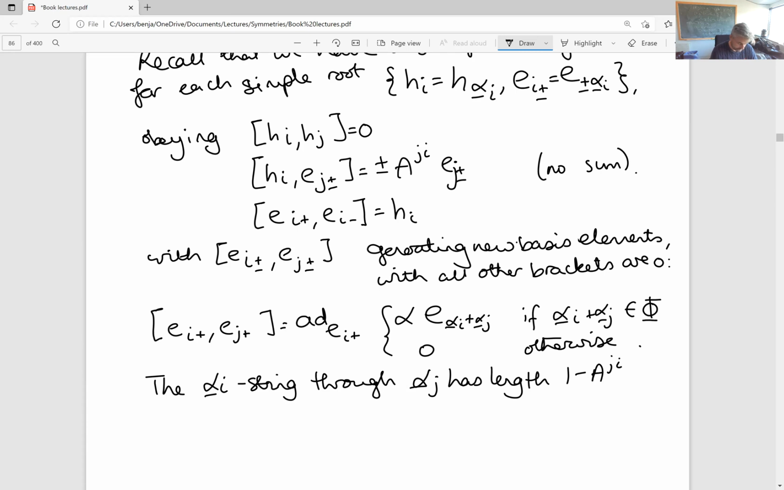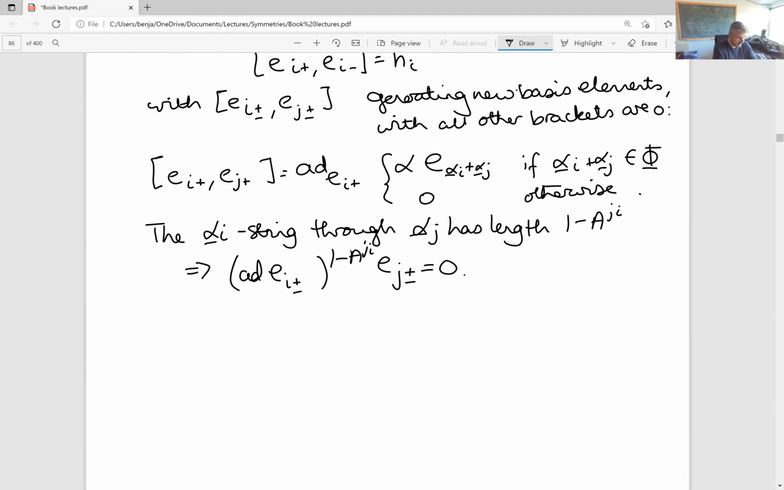So this implies that if we put the adjoint representation of E_i plus or minus and try to raise by that length, we're going to get 0 because the string must terminate at that point. So it can be shown that this, along with the Lie brackets above, uniquely determine the Lie algebra.